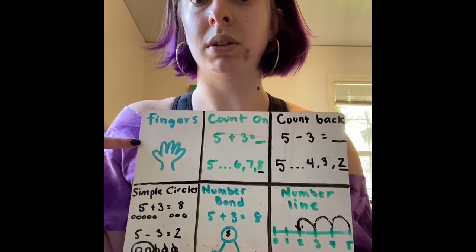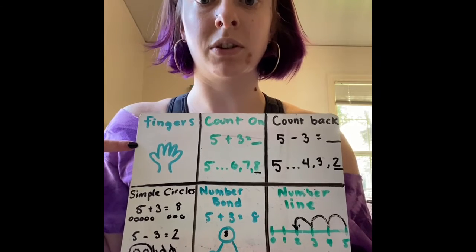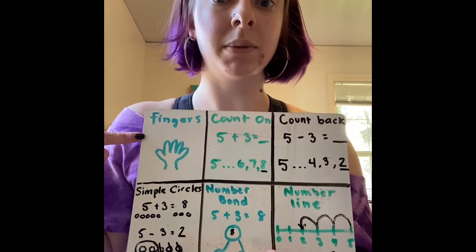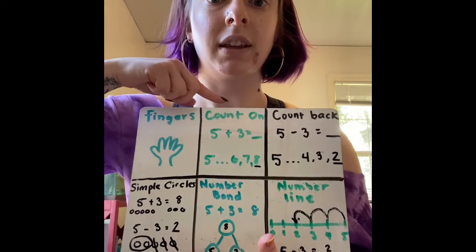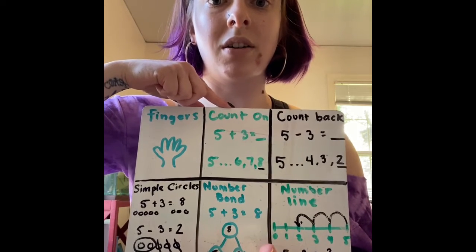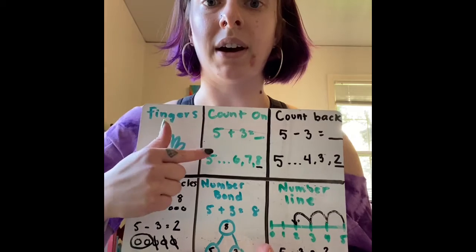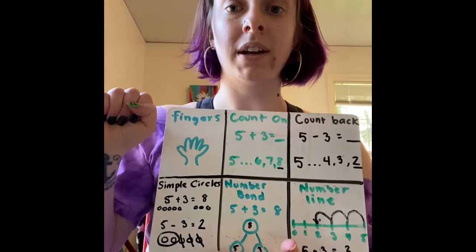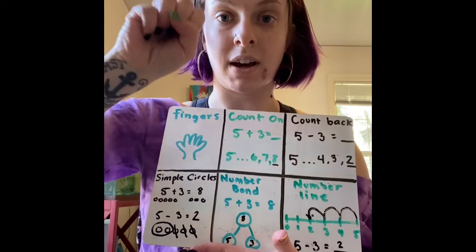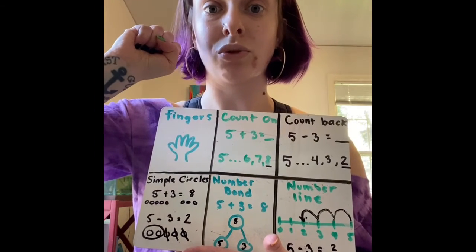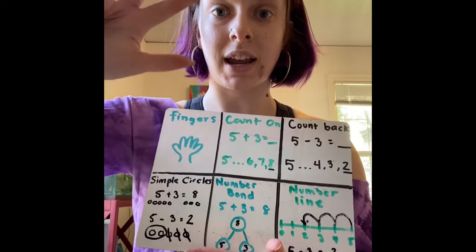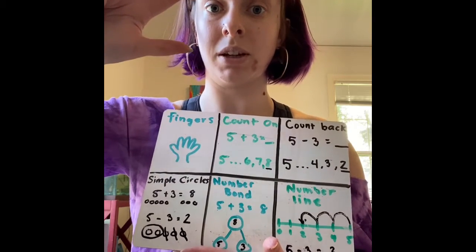So if you add numbers together and it's bigger than 10, or if the numbers are already bigger than 10, this is going to be tricky because we only have 10 fingers. Okay, the next one is counting on. So we have 5 plus 3 as an example. So what we do is we catch our 5. So we say 5, and then we have to count on 3 numbers. So 5, 6, 7, 8. So then 5 plus 3 would equal 8.